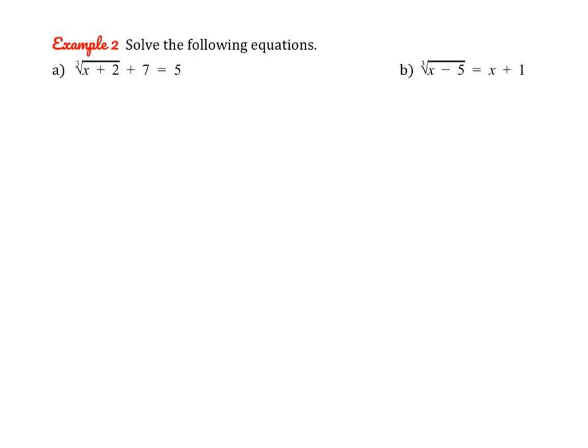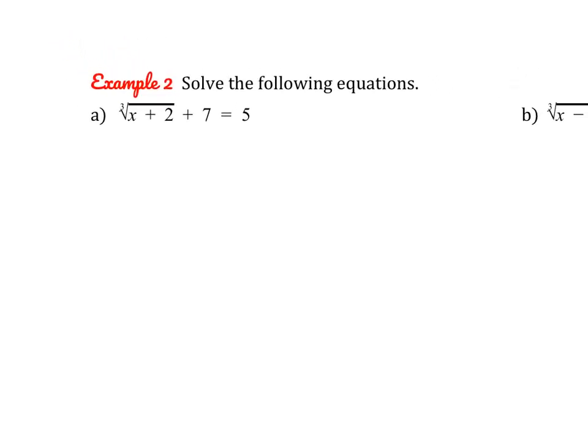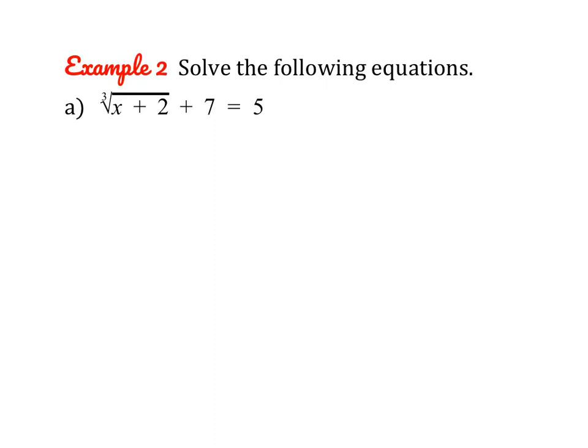All right, so we're going to try 2 together. Let's look at example A first. So again, we do need to start by isolating our radical. So I'm going to subtract 7 from each side. So we get the cube root of x plus 2 equals -2. And then to clear my cube root, we can cube both sides.